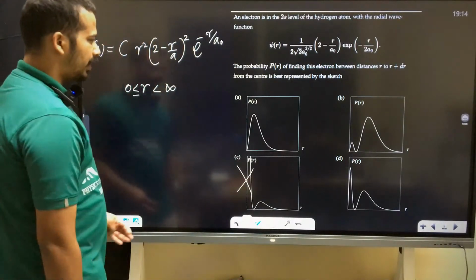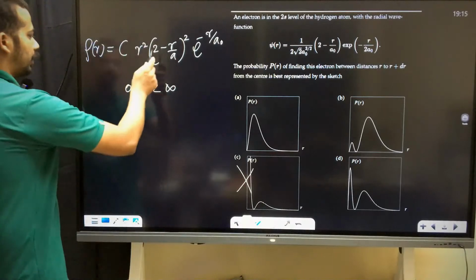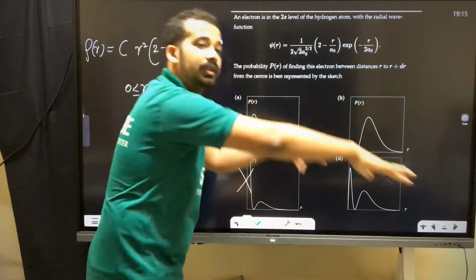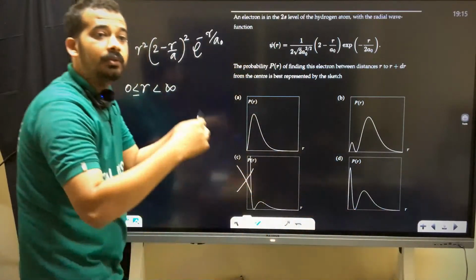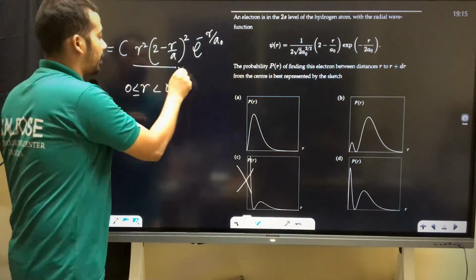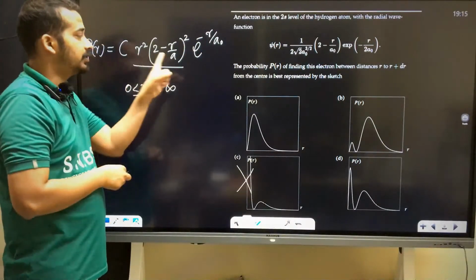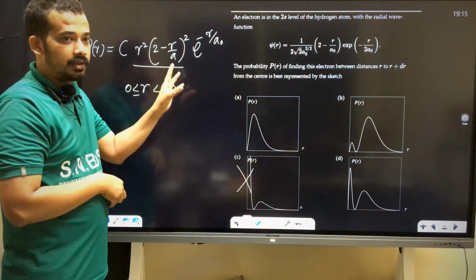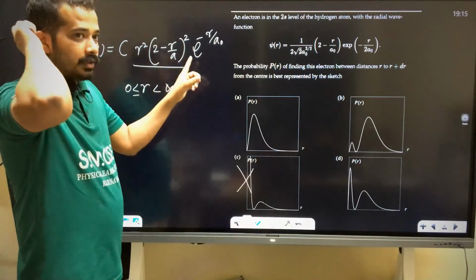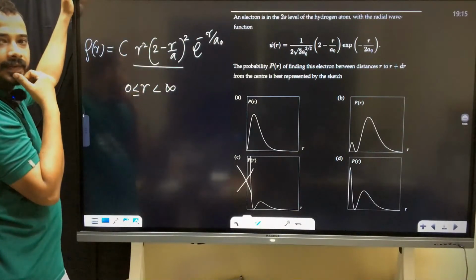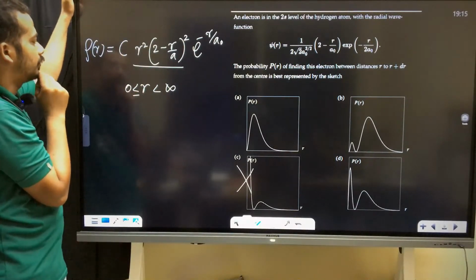Now the very best thing is, look here. This part will make the whole curve 0 at infinity. What will make the curve 0 at a finite r value? That is this part. Are you understanding this one? So when you take the roots of this equation, how many roots will you have?